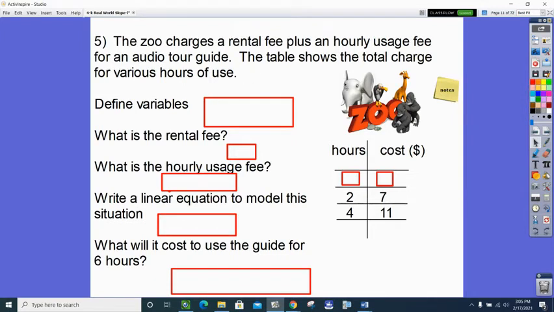So we need to define the variables. Here's a table, hours and cost. Which one is your X and which one is your Y? So your X should be the number of hours. Your cost depends on the hours, not the other way around. And now we need to know what the rental fee is. What did you pay before you ever walked away from the booth?